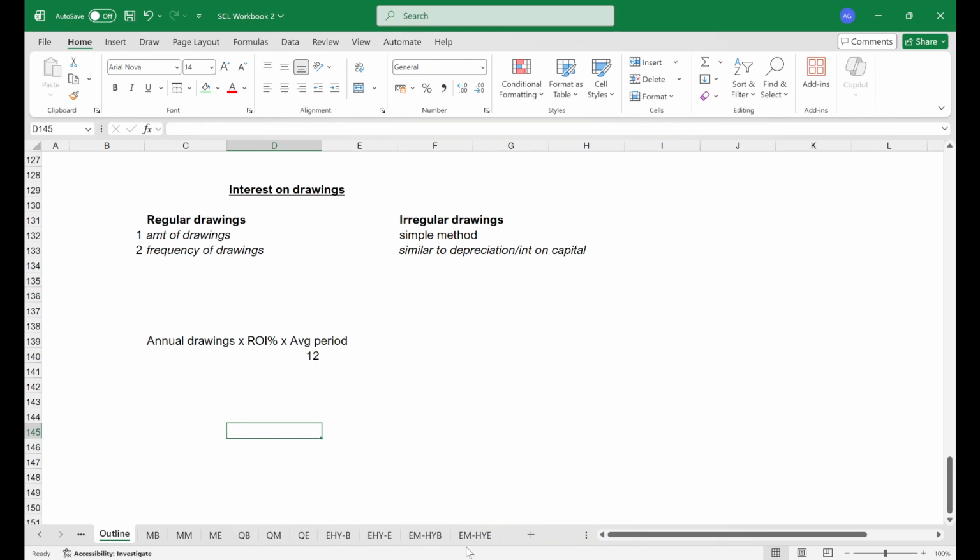As you can see, I am going to discuss all scenarios. You can see at the bottom of the screen, I have lots of sheets attached. I will be covering every scenario in detail.